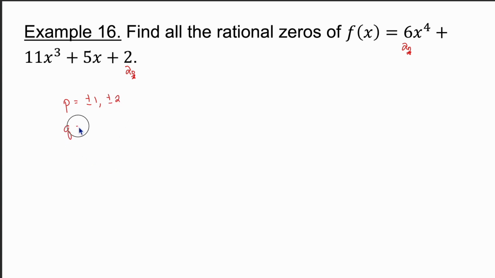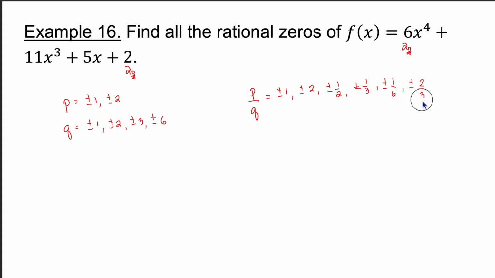At ano naman yung q natin? Yun naman yung factors ng a sub n natin, yung 6. Plus or minus 1, plus or minus 2, plus or minus 3, and plus or minus 6. At lahat ng combinations na p over q, yun ang ating mga possible zeros. Ano yung mga yon? Plus or minus 1, plus or minus 2, plus or minus 1/2, plus or minus 1/3, plus or minus 1/6, and plus or minus 2/3.